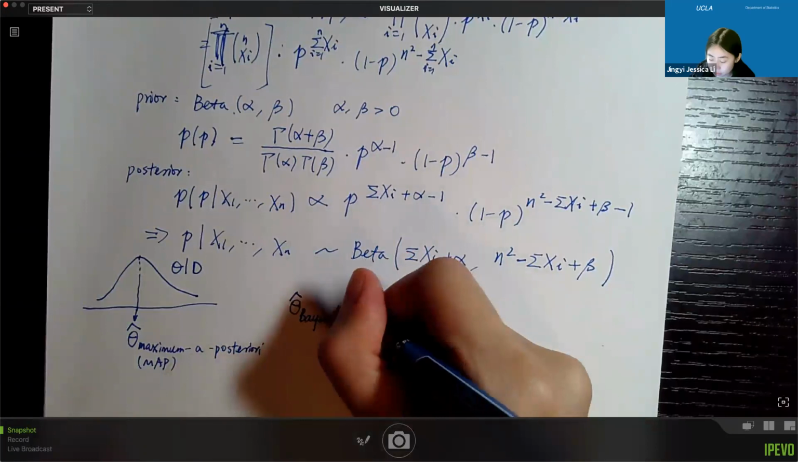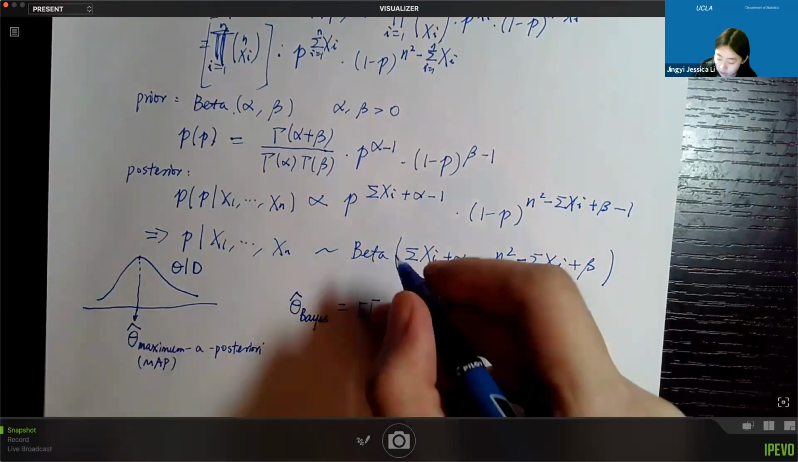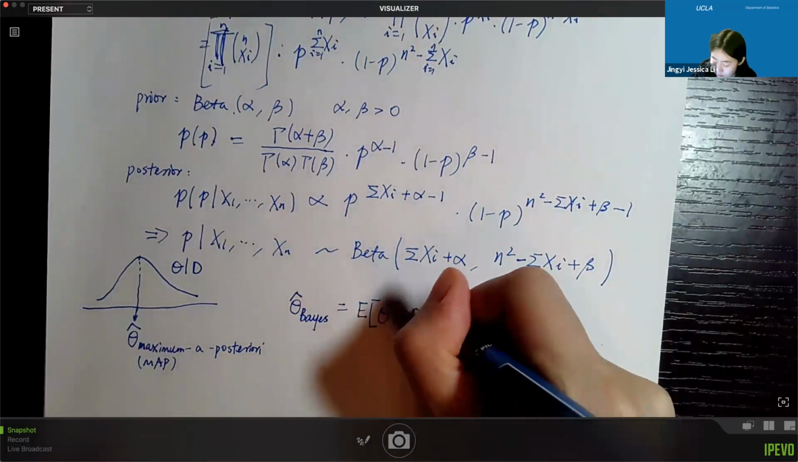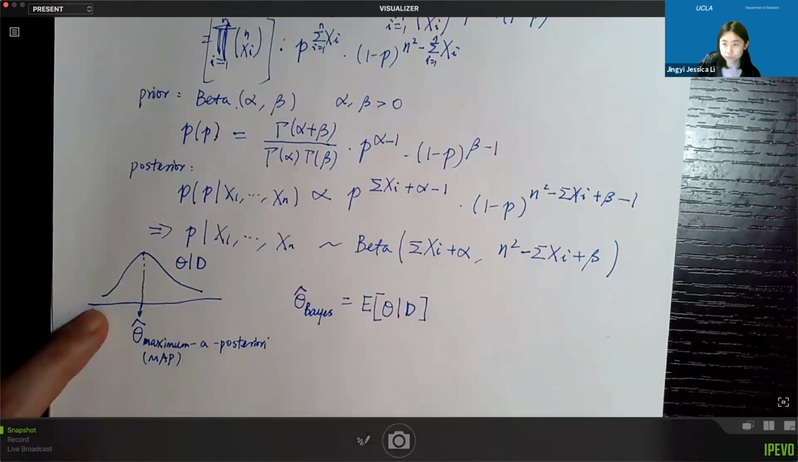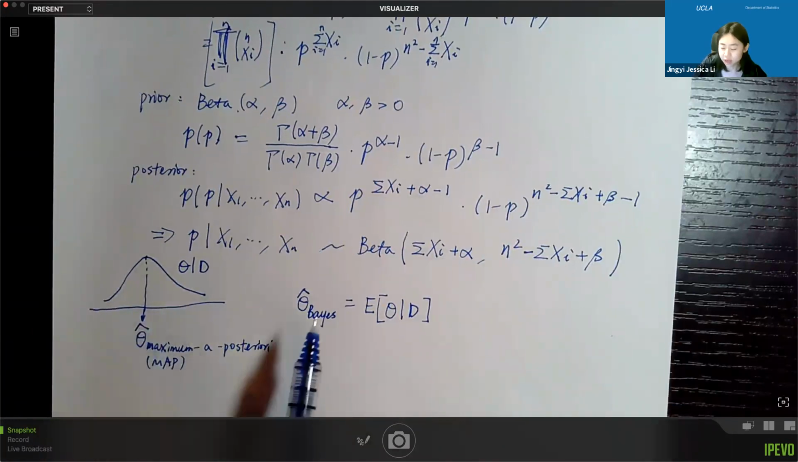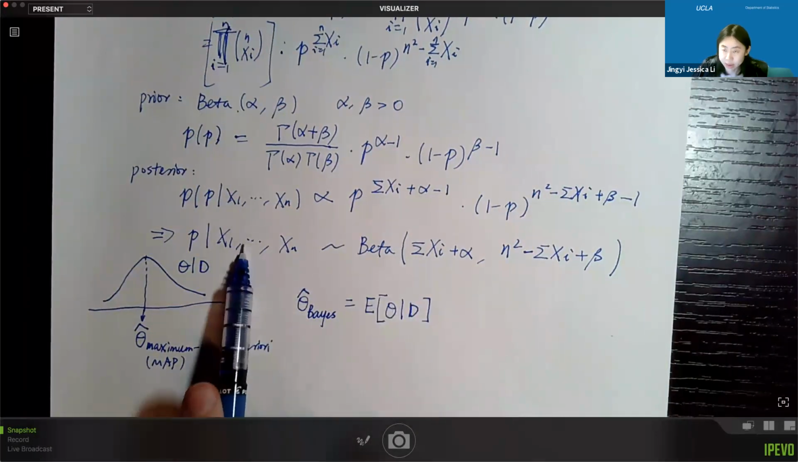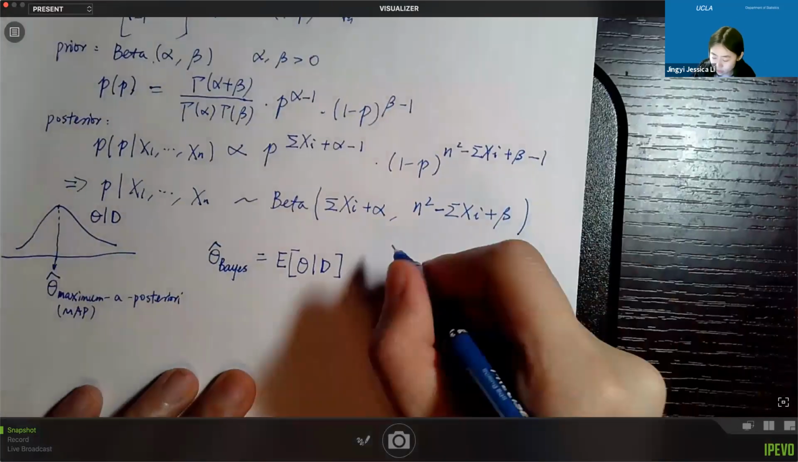So the Bayes estimator is obtained by taking the expectation of this distribution, theta given d. If this distribution happens to be symmetric about its mode, then those two estimators would coincide. It will be the same one. But in many cases, they're not.